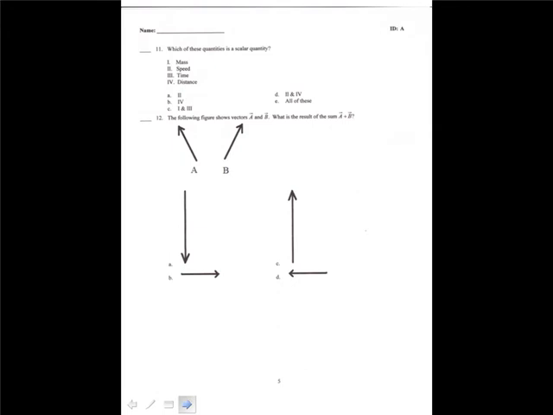Which of these is a scalar quantity? Well, mass is a scalar quantity, speed is a scalar quantity, and so are time and distance. So the answer is E.